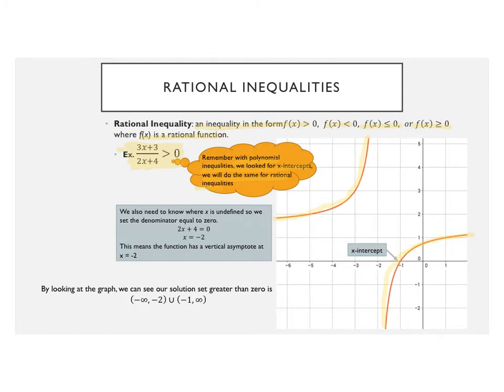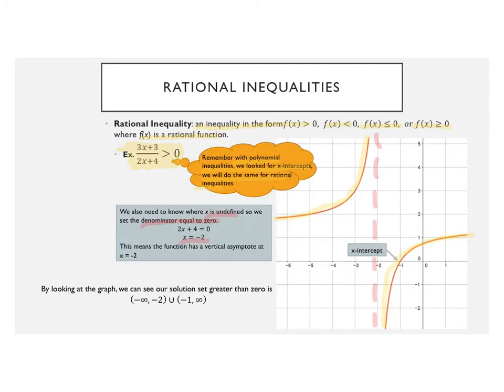We also need to know where x is undefined, which in this case is x equals -2, because if I set the denominator equal to 0 and solve for x, it's actually what we call an asymptote if we were to graph it. So we need to know where x is undefined, so we set the denominator equal to 0. And so we get x equals -2. So essentially what we'll do is we'll set the numerator and the denominator equal to 0 as our testing region.